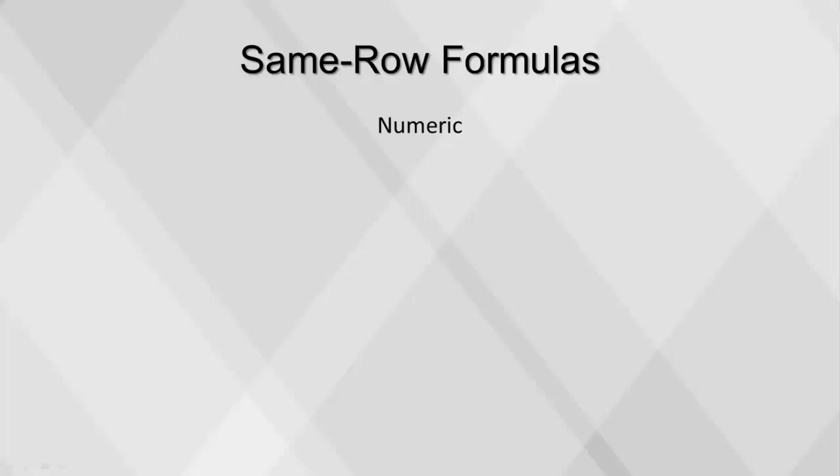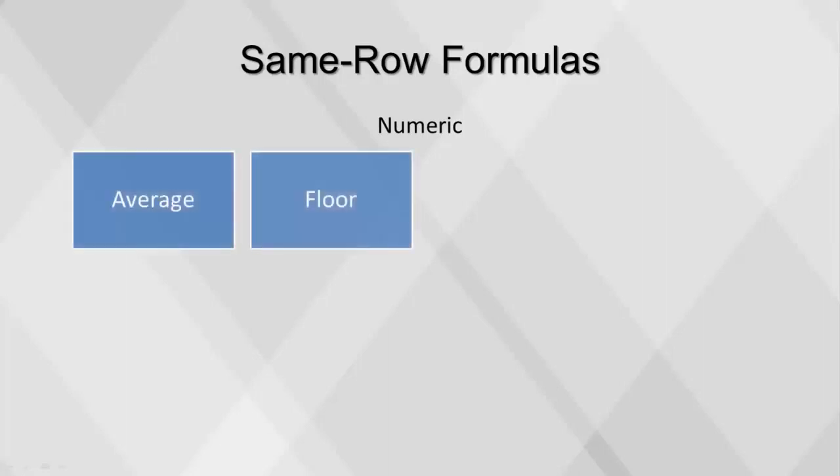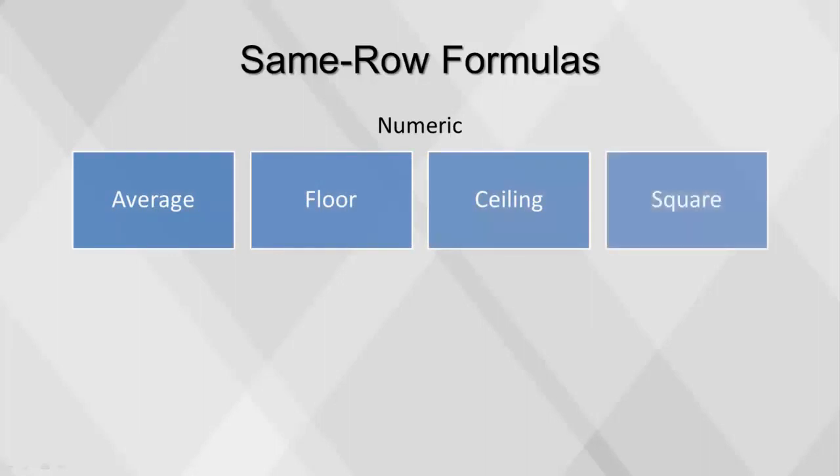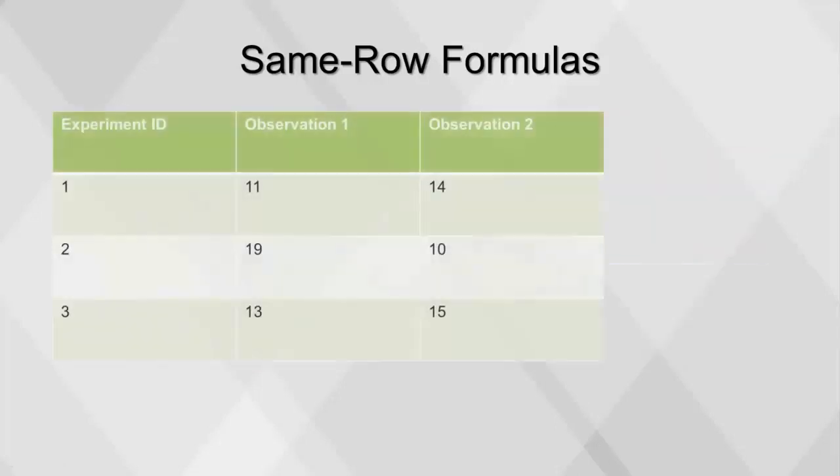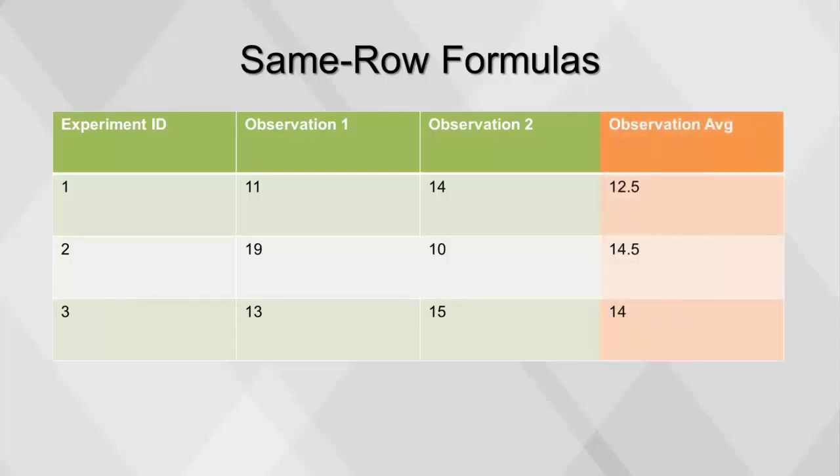Examples of mathematical functions are average, floor, finding the smallest value, ceiling, finding the largest value, square, square root, absolute value, trigonometric functions, and logarithmic functions. In this table, we will create an observation average column using the average formula, which averaged values from the observation 1 and observation 2 columns.